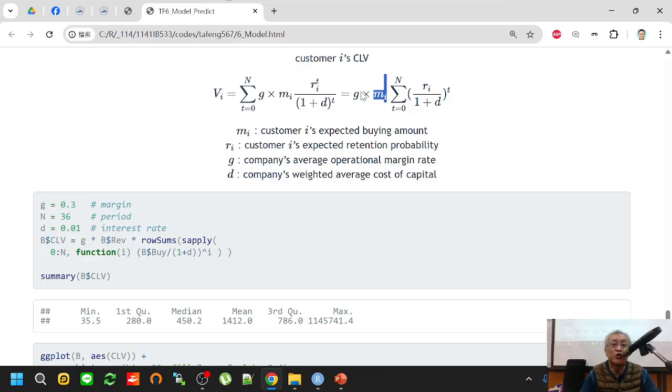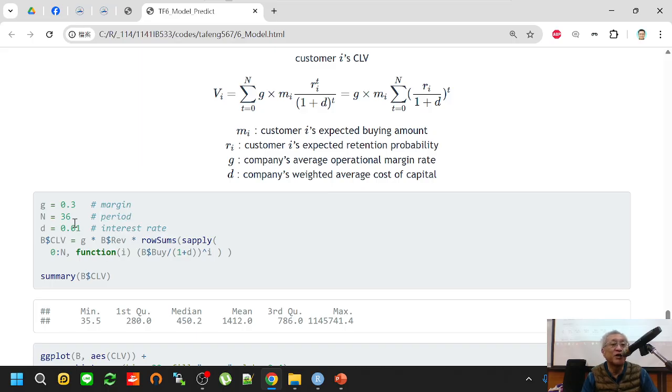If we want to transfer it into profit, we need to multiply it by our gross margin, right? So this is the margin. Usually, the retail business has a gross margin of about 30%. And because right now each period is a month, right?